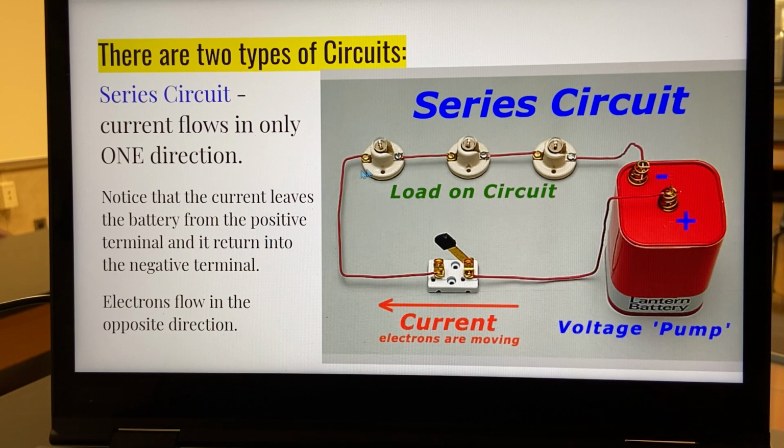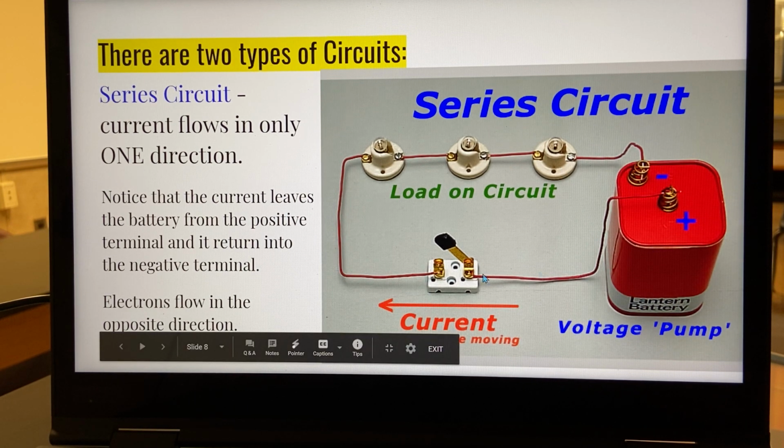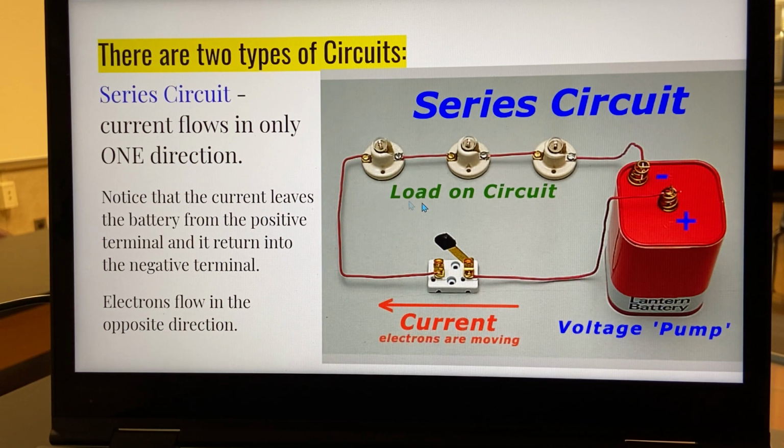So the total resistance is the sum of all the resistance. At every one of these places, some of the energy that comes from this battery, some of it's going to be used up here, some of it here, some of it here. So the sum of the voltage from each of these smaller pieces in this circuit will add up to the total voltage. So in a series circuit, current flows only in one direction. It also has just one path to flow through. That's it.